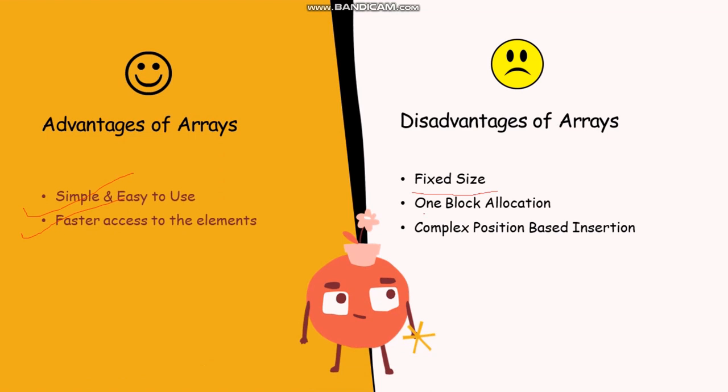It is a one block allocation. To allocate the array at the beginning itself, sometimes it may not be possible to get the memory for the complete array. Complex position based insertion. To insert an element at a given position, we may need to shift the existing elements. This will create a position for us to insert a new element at the desired position. If the position at which we want to add an element is at the beginning, then the shifting of operations is more expensive.